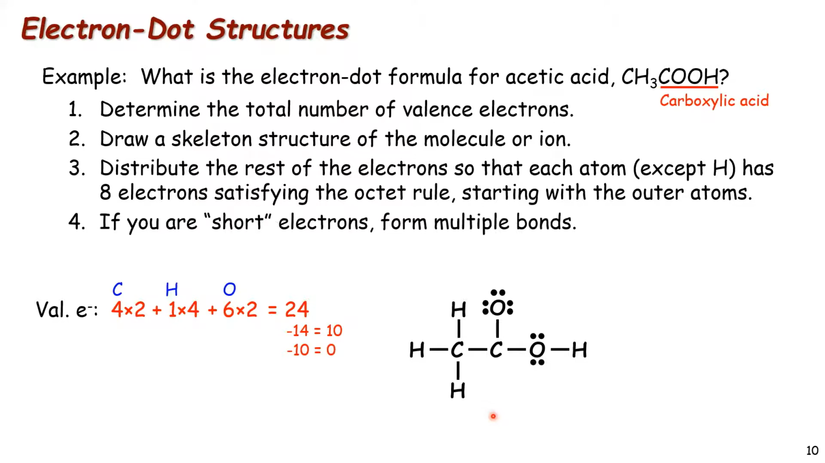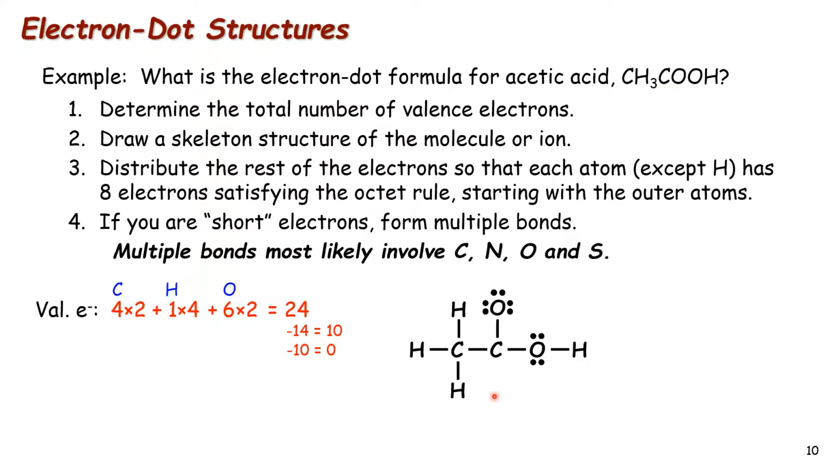Now, remember, if we're short electrons, we're going to form multiple bonds. Now, one thing to know is that multiple bonds most likely are going to involve carbon, nitrogen, oxygen, and sulfur. So it's probably going to be somewhere in here. Now, we're going to find out through formal charges that the formal charges will actually let us know exactly which lone pair we need to take to make a multiple bond.